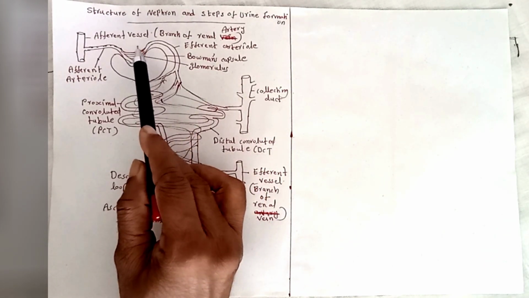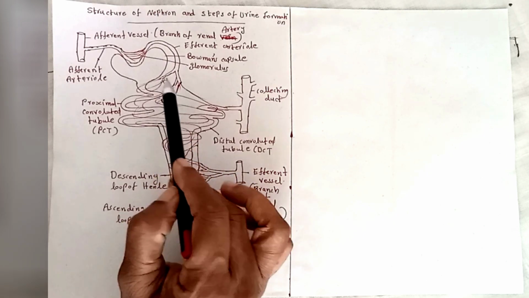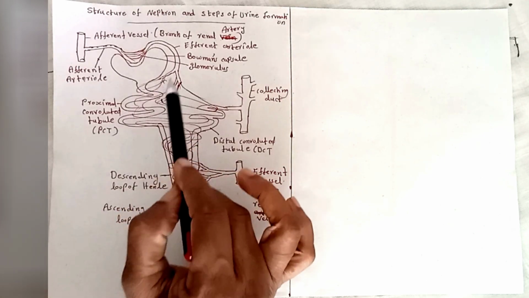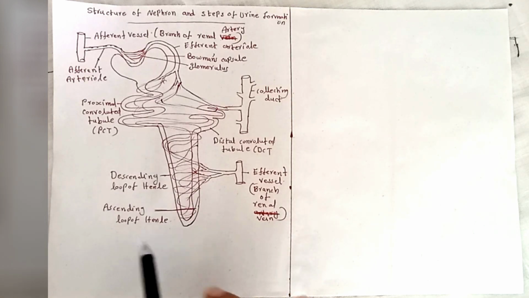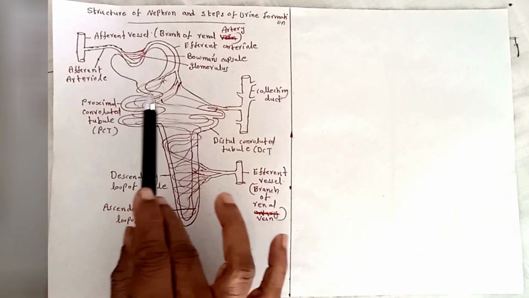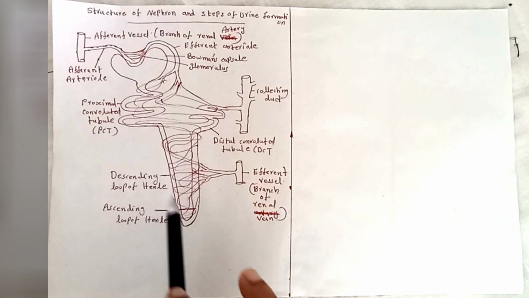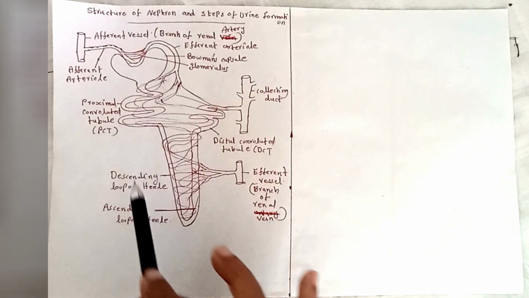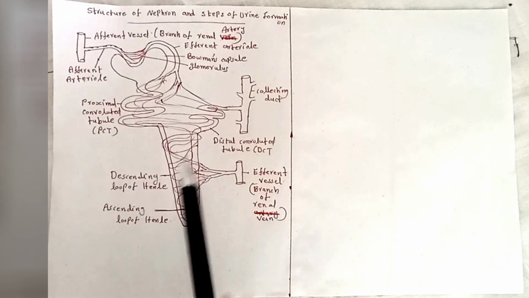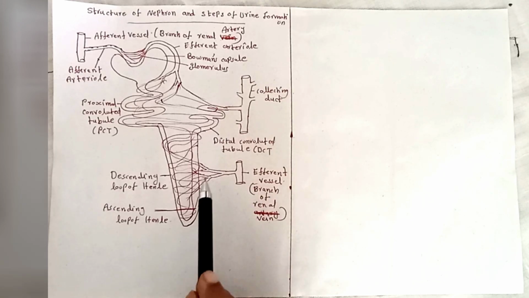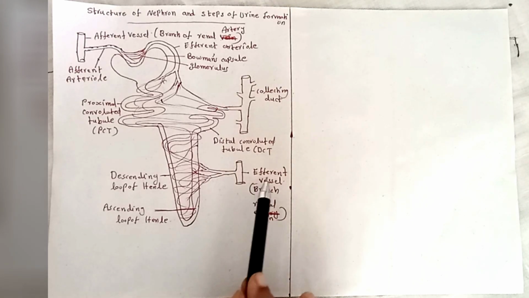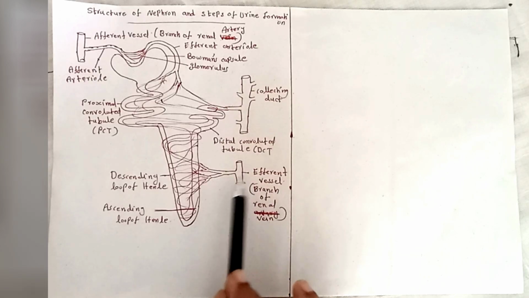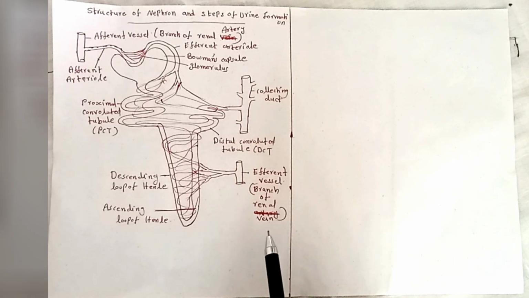The efferent arteriole comes out from the Bowman's capsule and again branches and covers all of the basal tubular part. These blood capillaries again join and form a tube and connect to the efferent vessel. The efferent vessel is a branch of the renal vein.